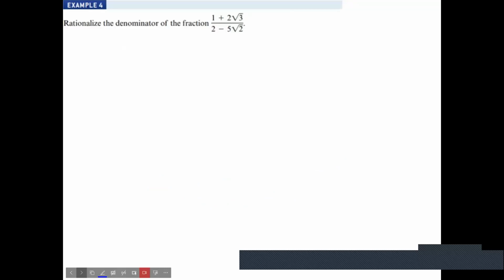So let's see. Rationalize the denominator of the fraction. So what I see, minus here. What is the conjugate? 2 plus 5 square root of 2. Let me write this here. So I multiply. In order not to change the fraction value, I need to multiply both numerator and denominator.